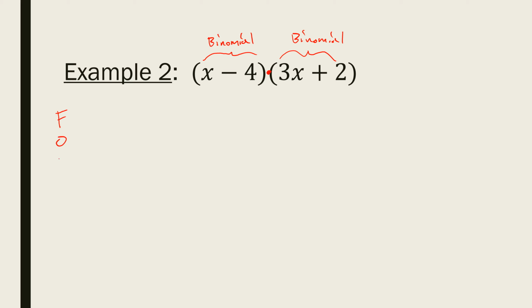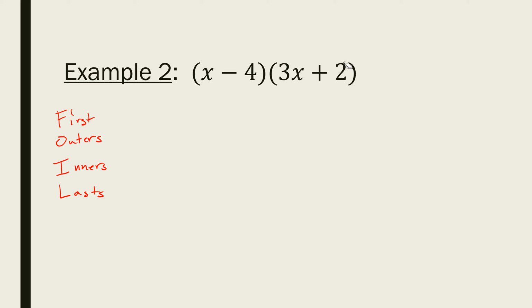FOIL is a cleverly crafted acronym that stands for firsts, outers, inners, and lasts. So here's what we're going to do. Every term that's in the first binomial is going to distribute to every term in the second binomial. Let me show you what this looks like. X times 3x. This is the first term in each binomial. This is my first. So x times 3x is 3x squared.